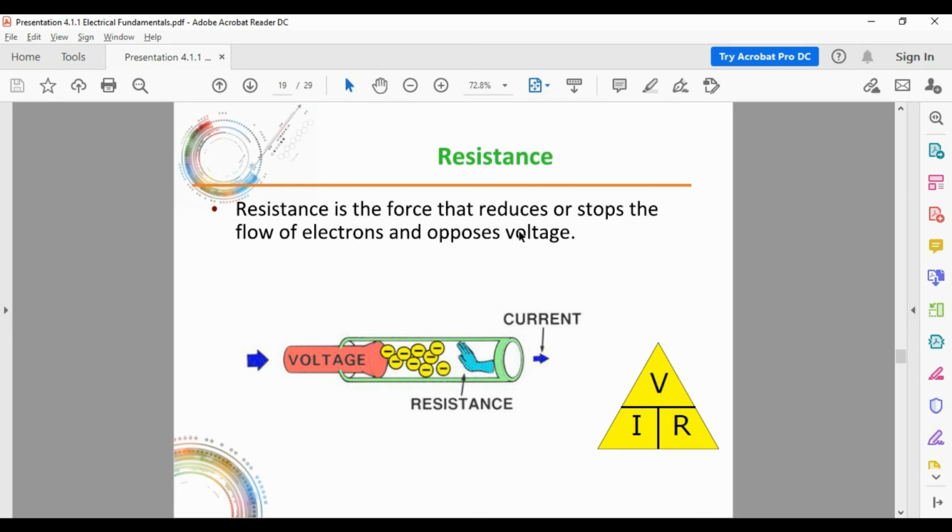So resistance, again, going back to a stream model, can be thought of as anything from a lot of rocks in a stream to possibly even an entire dam that is there to try and stop the water from flowing.